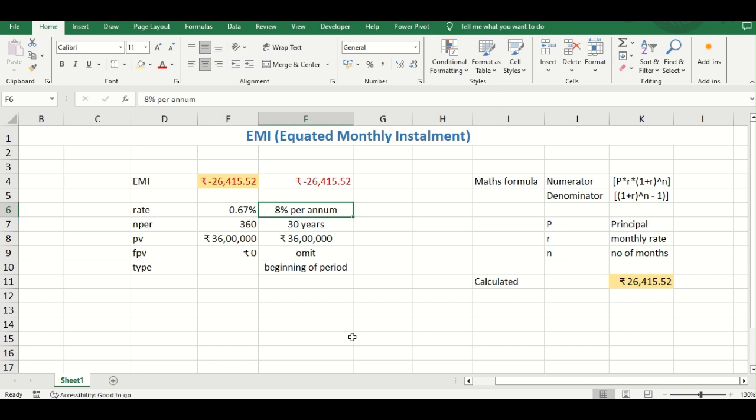So this is how you can easily calculate the EMI value for the loan which you have taken for any of the items which you have bought. So you have the online calculator, you have the option of using the maths formula, or, if you are conversant with Excel, you can use the Excel function PMT to calculate the EMI value.